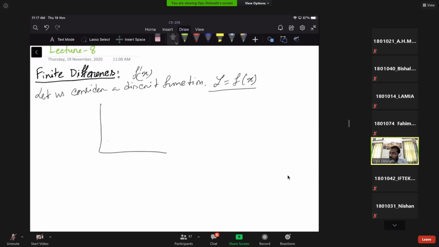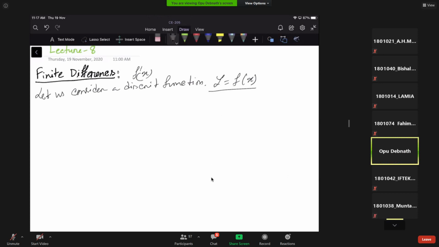Suppose you plot this function in a graph, this is y and this is x, so for any value of x you can read off the value. This is the graphical approach, and we will solve this by using a calculus approach. For this we first need to know the finite difference and how to form a difference table. So let's start.